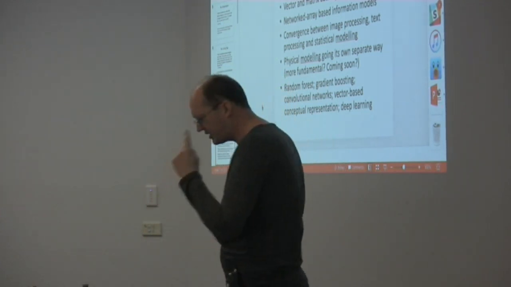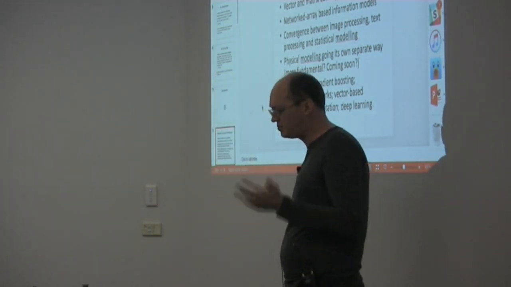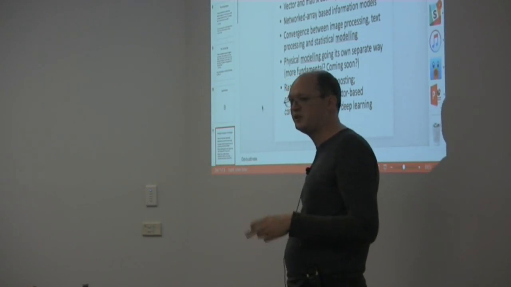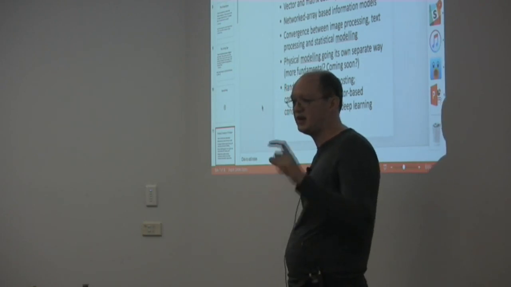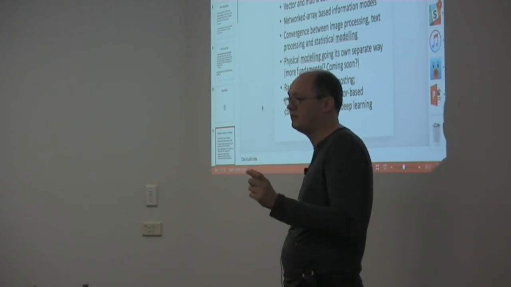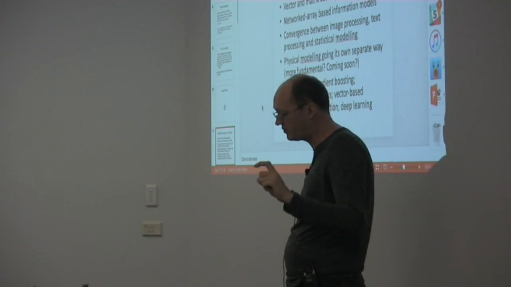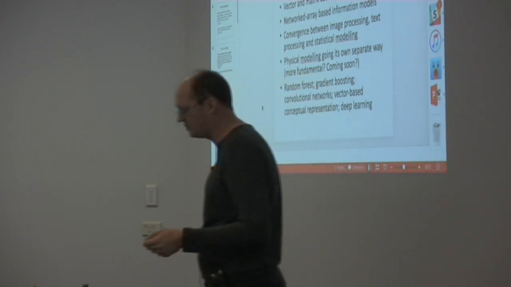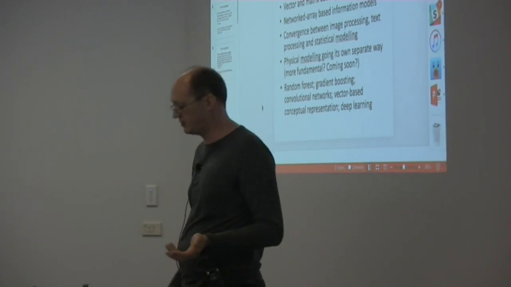Then we've got a few other techniques. There's something called gradient boosting, and convolutional networks, which are particularly focused on image processing, which exploit by their nature some of the inherent 2D structure in an image by mimicking that structure in the network itself. Then vector-based concept representation and deep learning, which just kind of means big neural networks.